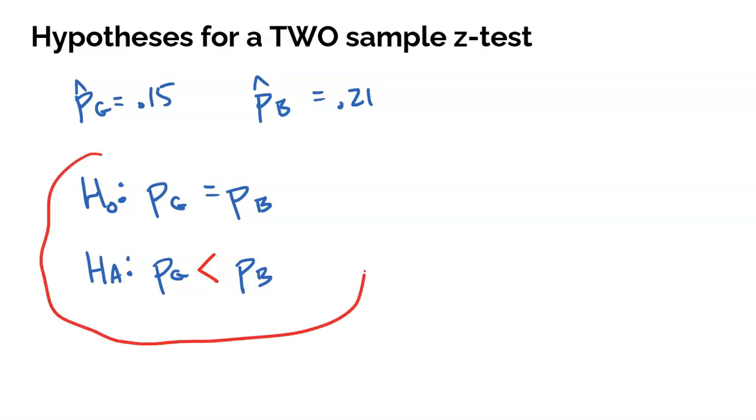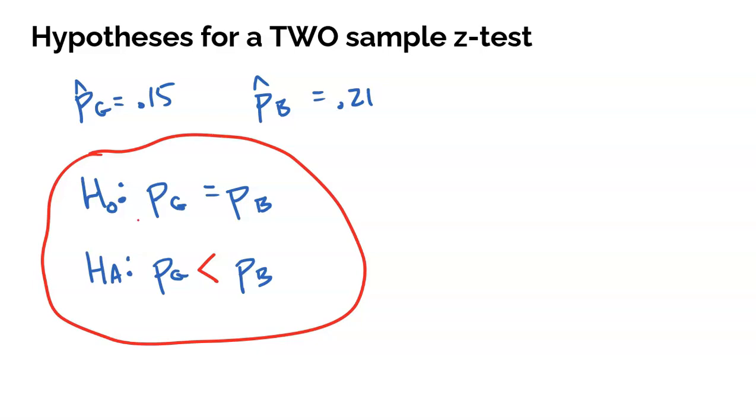So once again, recognize that p-hats are never used in your hypotheses. Your hypotheses are always based on the truths, and when you got 2 samples, grizzly bears and black bears, you have to have a proportion for the grizzly bears and a proportion for the black bears. So that would be my hypotheses there.